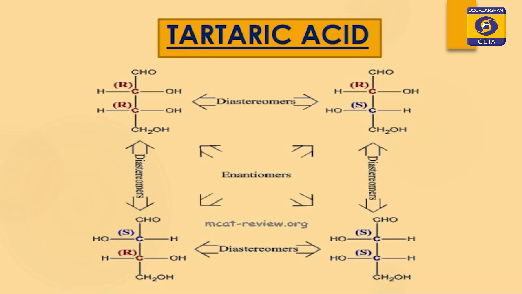So, this structure and this structure are mirror images of each other, so they are called enantiomers. This structure and this structure are also mirror images of each other, so they are called enantiomers. And this structure and this structure are not mirror images of each other. If you put a mirror here, it is not the image of this, so they are called diastereomers. Similarly, this is not the mirror image of this or vice versa, so these 2 are diastereomers. These 2 structures are also diastereomers because they are not mirror images of each other.